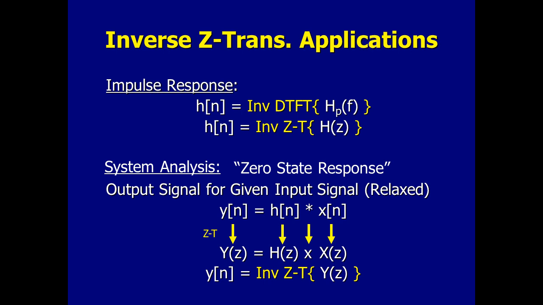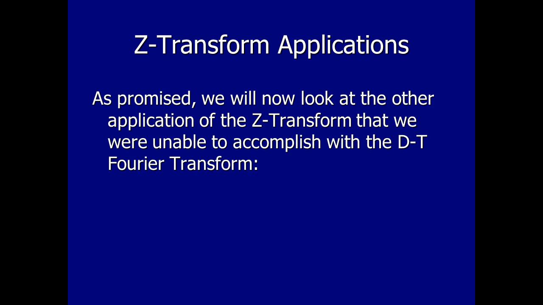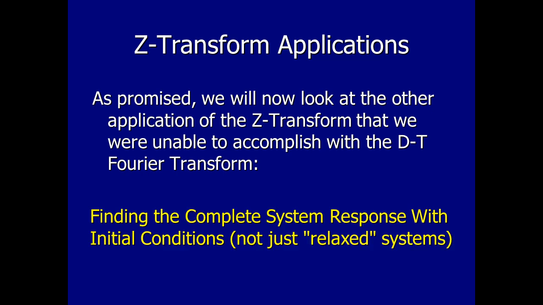Okay, now what are we going to do with this stuff? Well, we can do zero state responses, we can do convolution with z transforms, and with partial fractions we can do any inverse transformation that we need to do. But is there anything else we can do? Well, I keep promising you this, and now the time has finally come: we can do something we can't do with Fourier transforms, and that's finding the complete system response, including initial conditions.